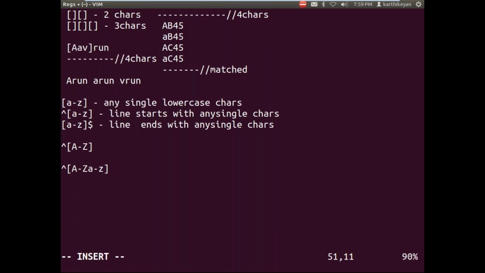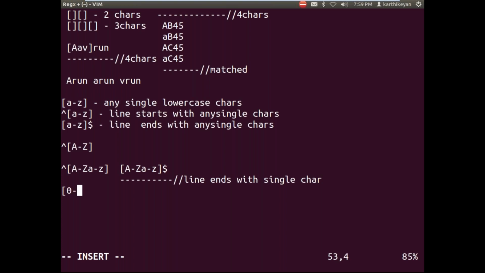Anchor followed by a single character. Like this, A to Z, dollar. The line ends with any single character, either uppercase or lowercase.